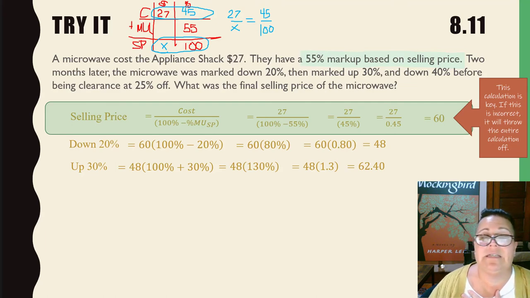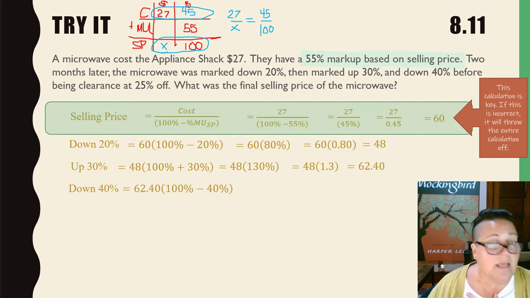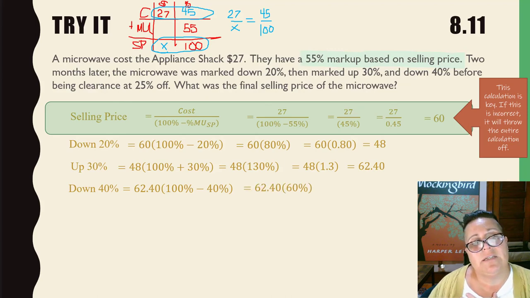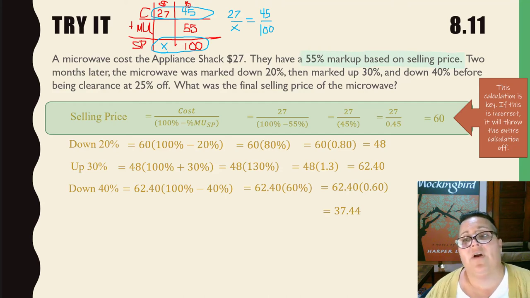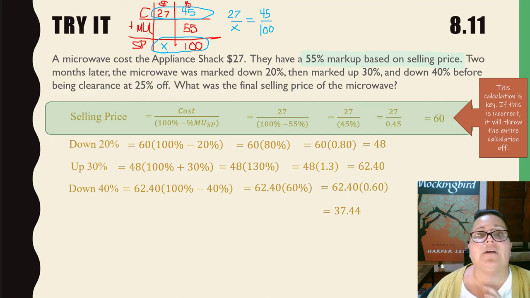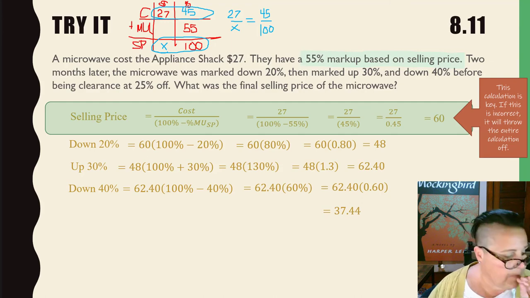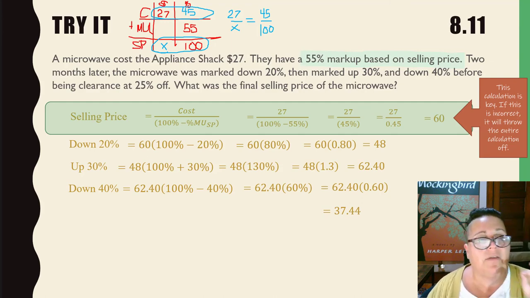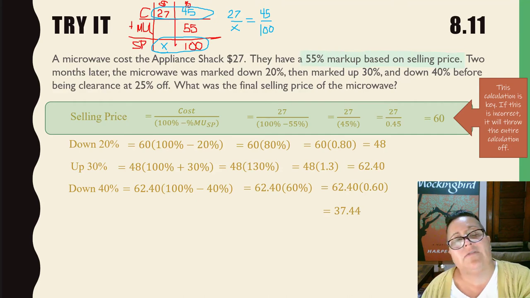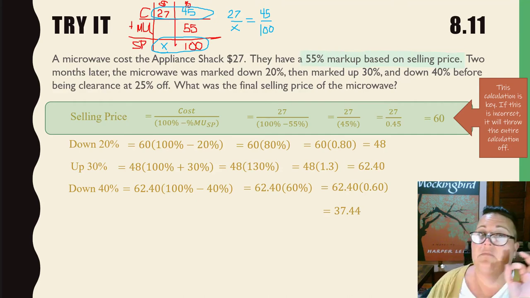However, in this case, it clearly didn't work because they have to mark it down 40%. And if they're going to mark it down 40%, that means that there is only 60% of that price left to pay. So we'll end up paying 60% of $62.40, which is $37.44. We are still above the cost. It's worth noting that we are still above cost. If they paid $27 for that microwave and they're now selling it for $37.44, they're still making money.